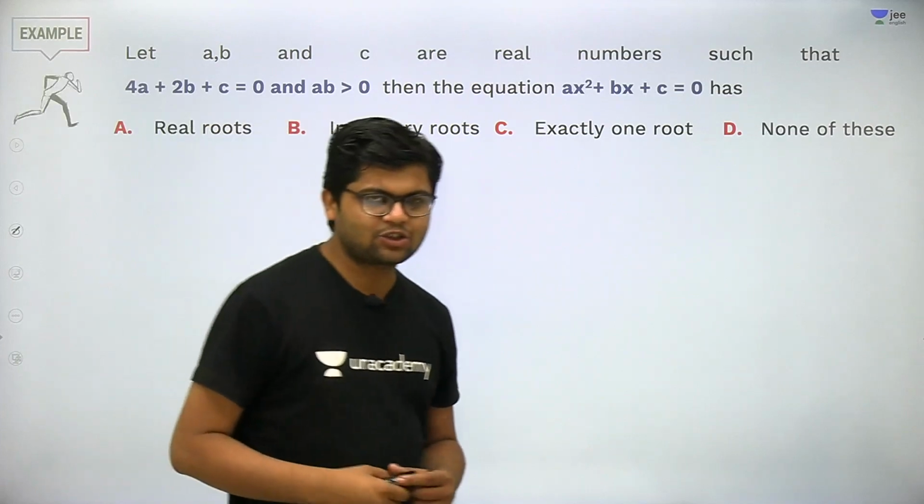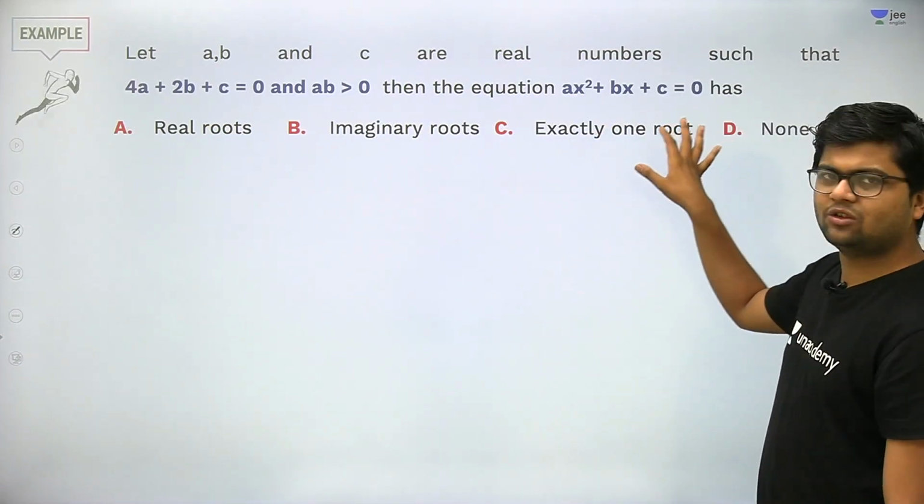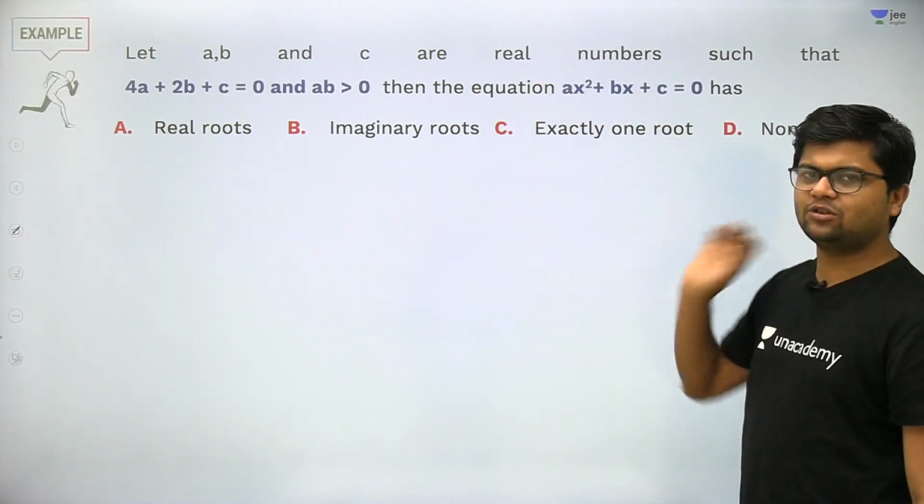So let's start with the next question. You are given a quadratic ax square plus bx plus c equal to 0, and the product ab is positive, okay.